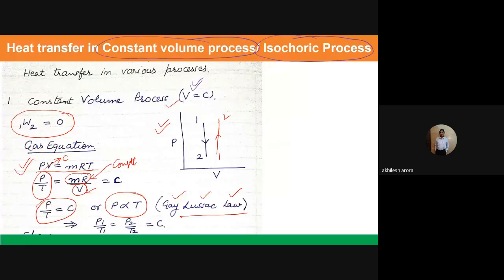This is Gay-Lussac's law. If the process is taking place from point number 1 to point number 2, I can write this equation: P1 by T1 is equal to P2 by T2 is equal to constant. So I am giving you the whole information about the process now. For a constant volume process, work is 0, and this is the PV relationship.